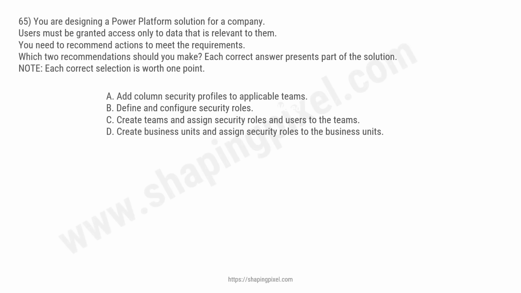We have four options. Add column security profiles to applicable teams. Define and configure security roles. Create teams and assign security roles and users to the teams. Create business units and assign security roles to the business units. So the right answer here is option B, define and configure security roles, and option C, create teams and assign security roles and users to the teams.